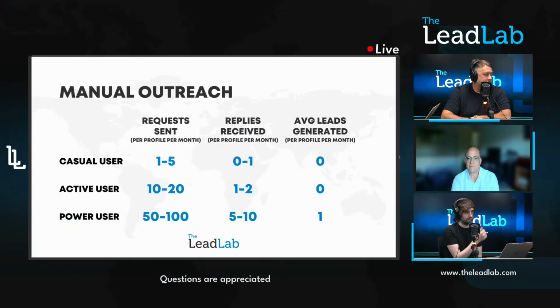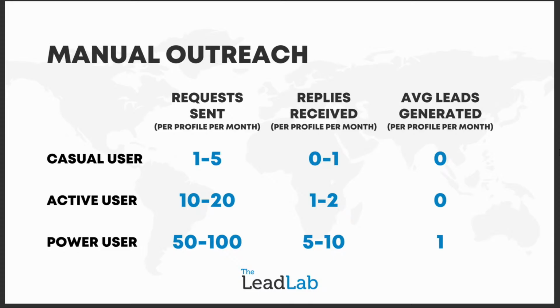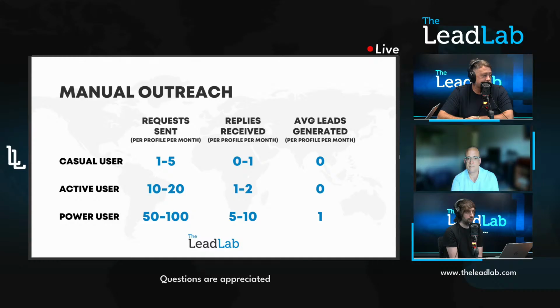Cool. Agree totally. We've got some numbers here just to emphasize the power of outreach. These are some actual wordings that LinkedIn use internally. They call a casual user, an active user, and a power user. This is all manual outreach. A casual user will do 1 to 5 requests a month, an active user 10 to 20, and a power user 50 to 100. As you can see, it generates a very low amount of replies and leads, for obvious reasons, because the numbers are so low.